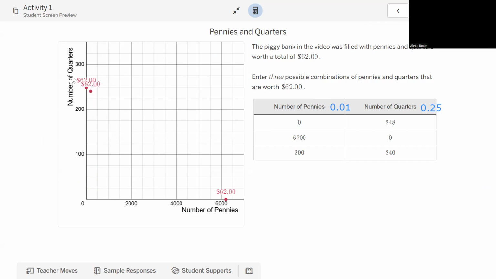Okay. I want you guys to notice what's happening here. In the Nearpod, I want you guys to come up with a fourth one. What is a fourth combination of pennies and quarters that would add up to $62? It could be anything you want, as long as it adds up to $62 exactly. So any combination of pennies, any combination of quarters that add up to $62.